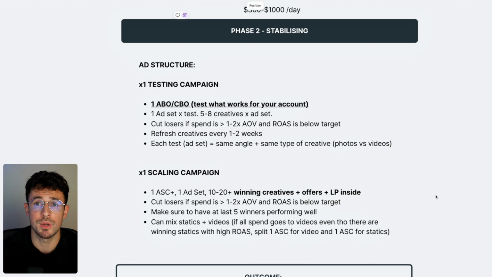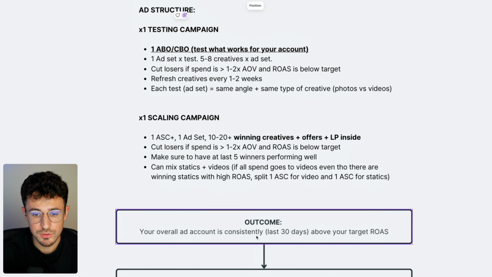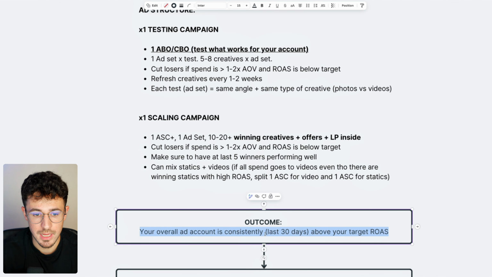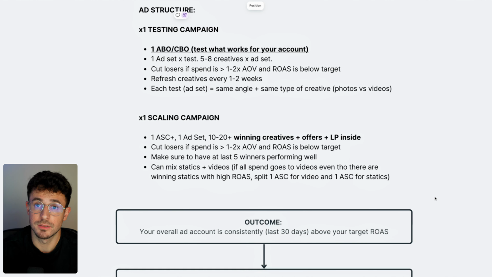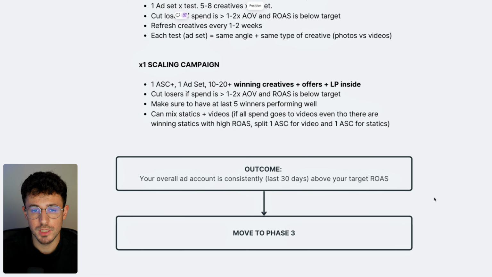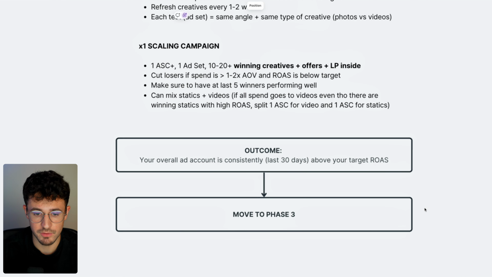But again, you need to check what is gonna happen inside your ad account, because we have managed hundreds of ad accounts and every ad account is different. So you need to see how Meta reacts to the things that you do inside your ad account, and you need to take the decisions accordingly. Now, the outcome in this phase is to have an ad account where you have a consistently good return on ad spend. So your return on ad spend is constant in terms of performance over the last 30 days. Then in this case, you can move to phase 3, so you can scale even further.